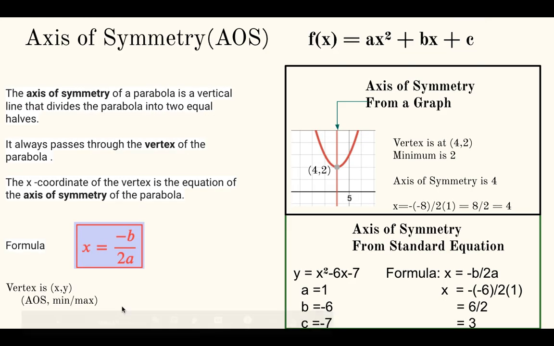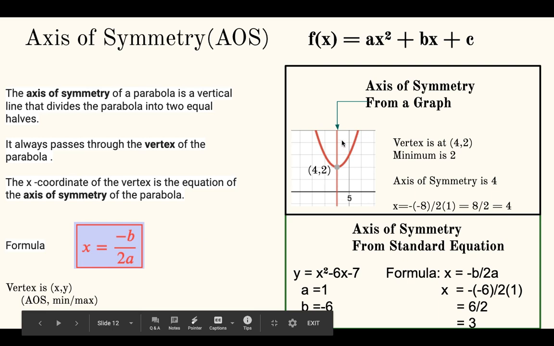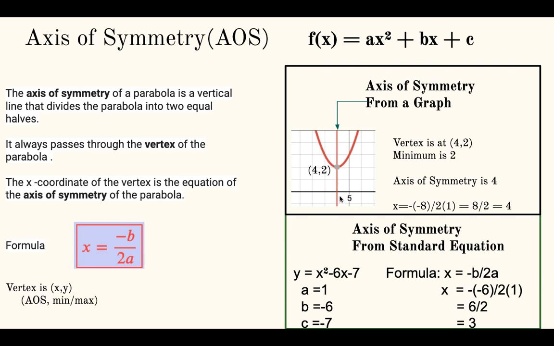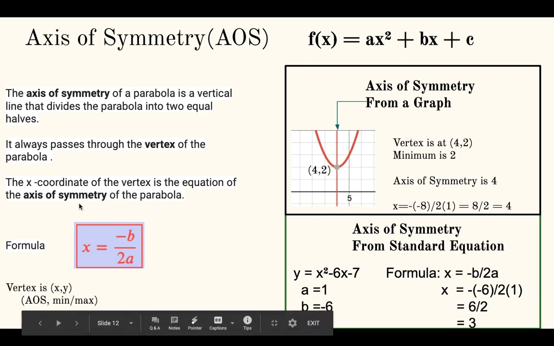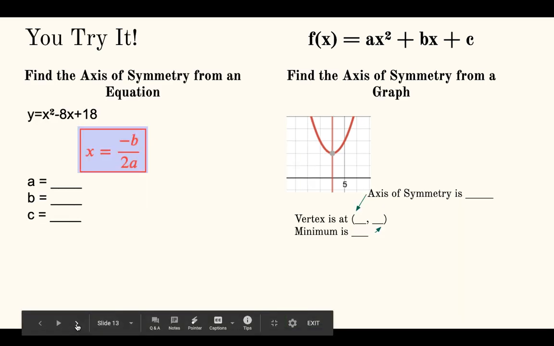Okay, now the axis of symmetry is the line that cuts the parabola in half. In this case, the axis of symmetry is at x equals 4. It is a vertical line that divides the parabola into 2 equal halves. It passes through the vertex. So this is the vertex. The x-coordinate of the vertex is the equation of the axis of symmetry of the parabola. So this is the formula. So this is what we're about to practice. How to use this formula.